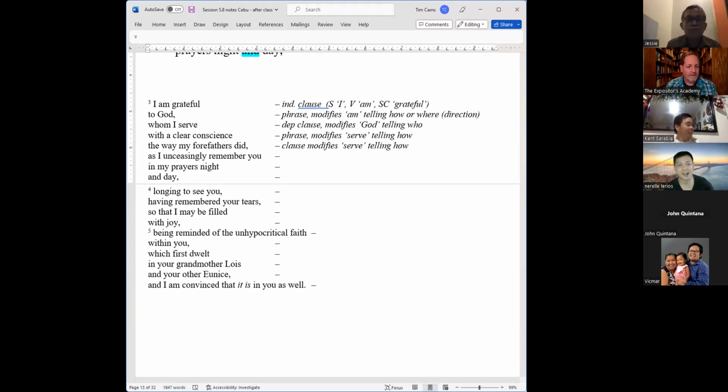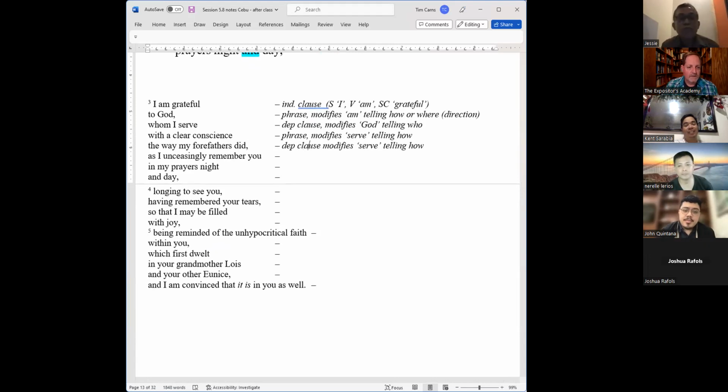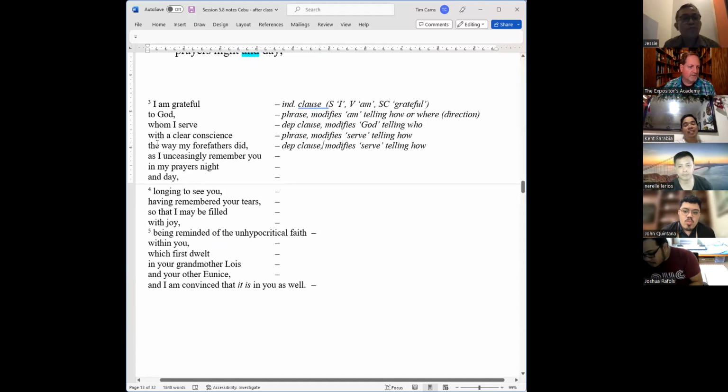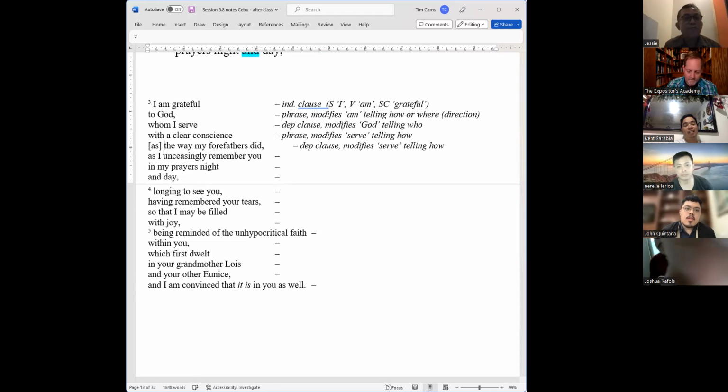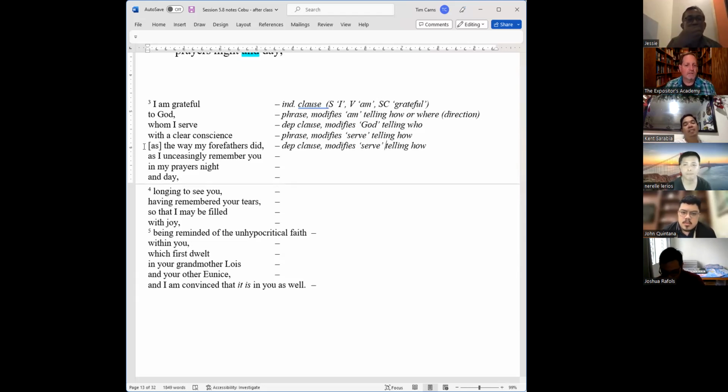So this is a dependent clause, and it modifies serve as well. It's dependent because the idea is introduced by the word as, and it's telling us again how I serve, the way my forefathers did, or as my forefathers did. Amen. Okay.